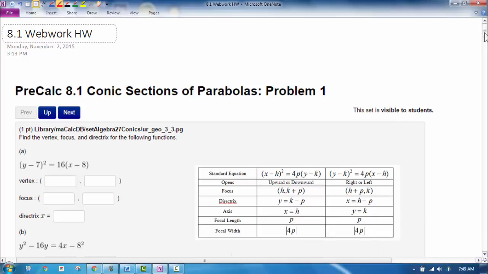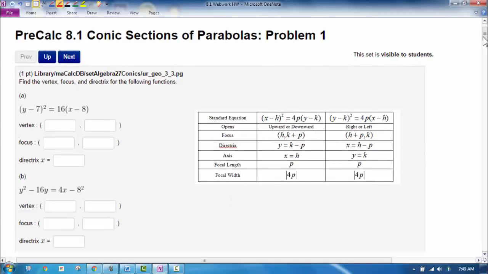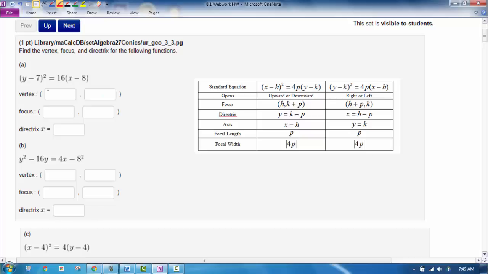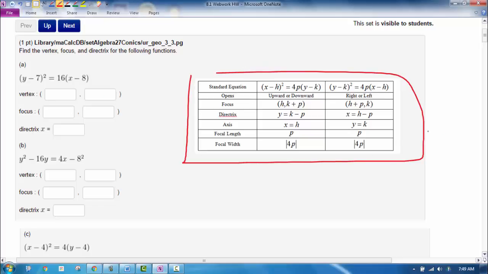Okay, this is 8.1. First problem wants us to find the vertex, focus, and directrix of a parabola. Now these are the equations right off the formula sheet, so make sure you know where those are because we're going to be using this for everything.